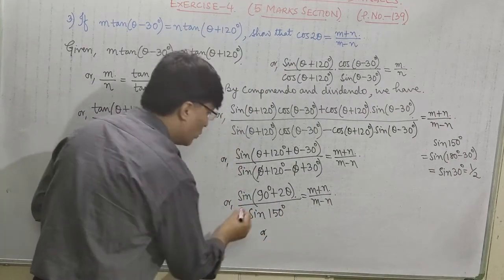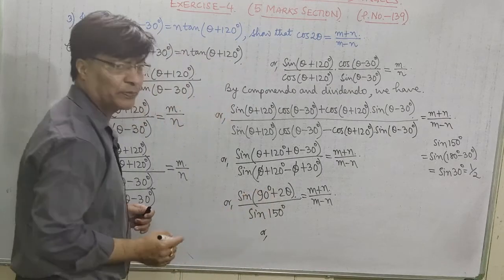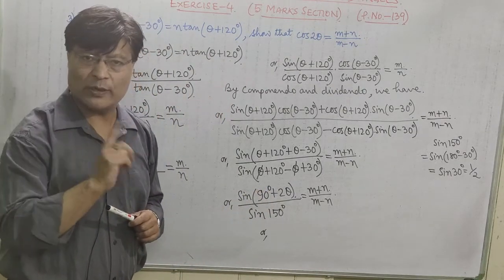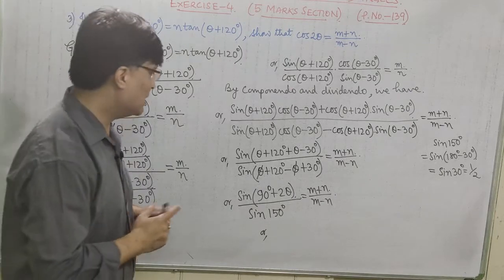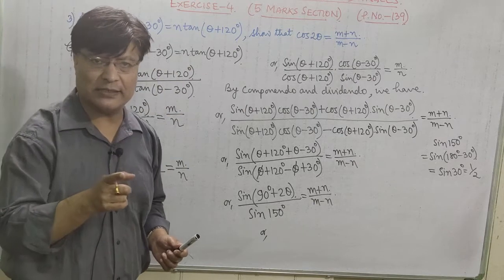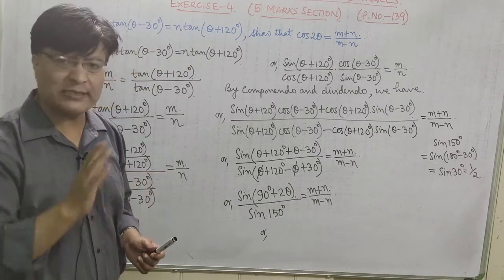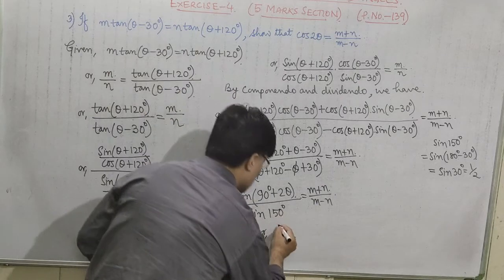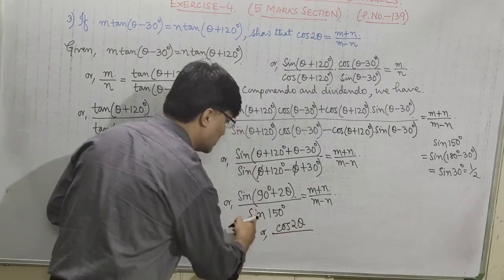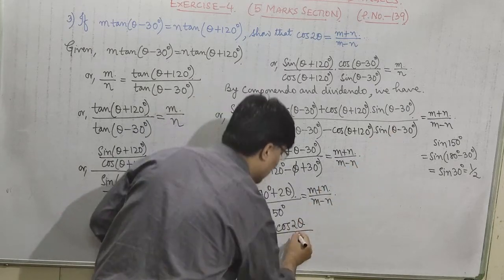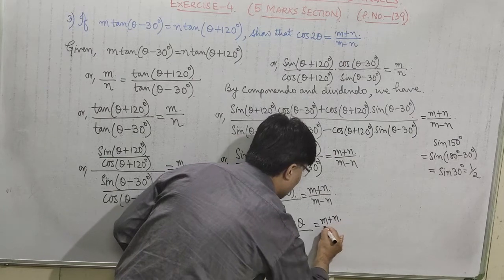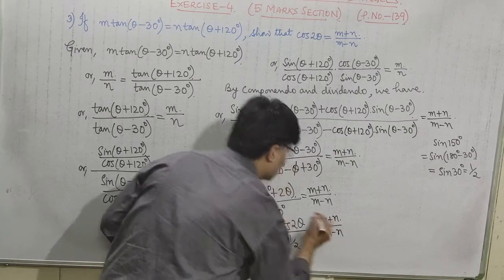Now what is sine 90 plus theta? 90 plus theta lies in the second quadrant. And in the second quadrant, sine is always positive. And since 90 degree is 90 multiplied by 1, that is odd multiple of 90. So if it is odd multiple of 90, sine changes to cos. So it is cos 2 theta divided by, what is the value for sine 150? It is half, which is equal to m plus n upon m minus n.